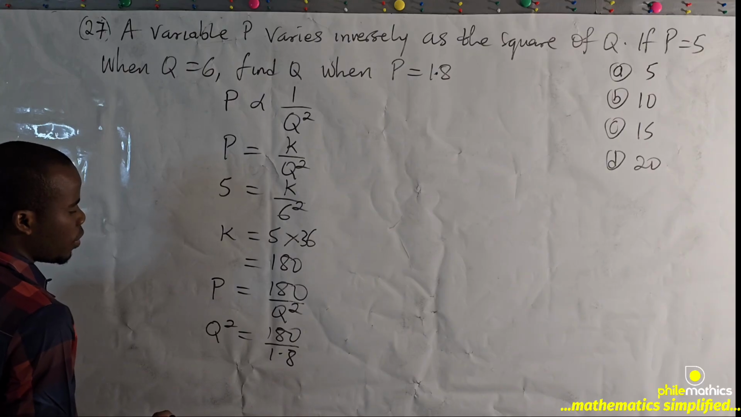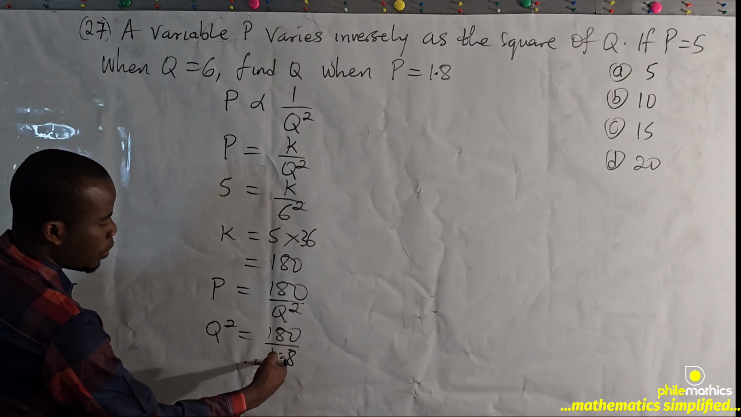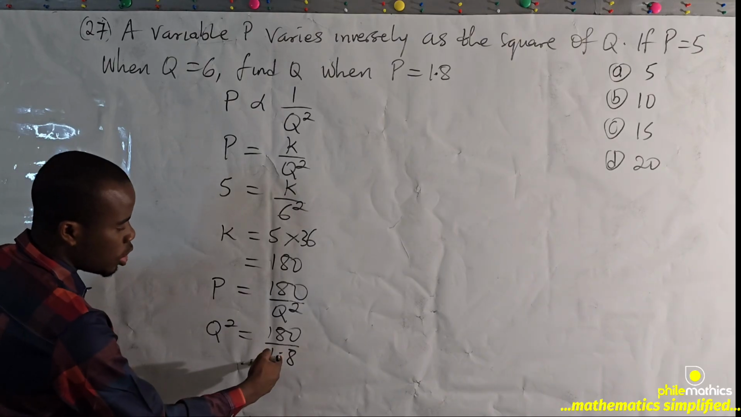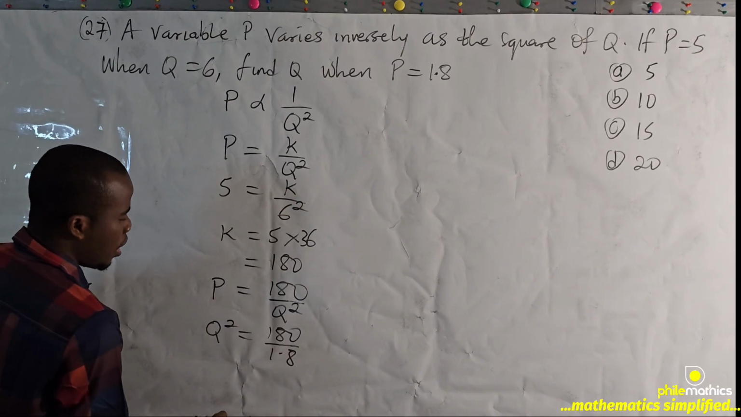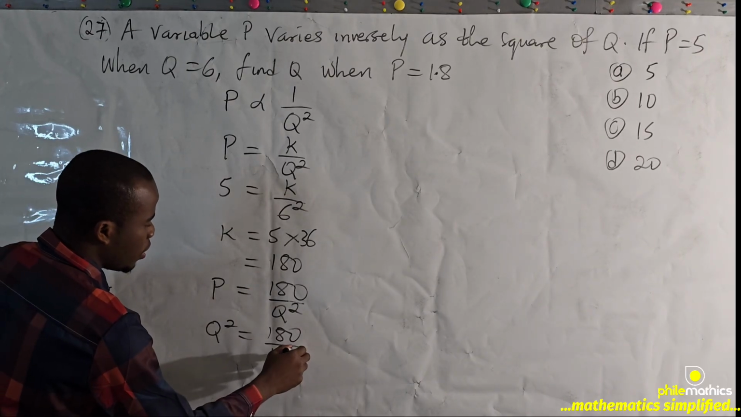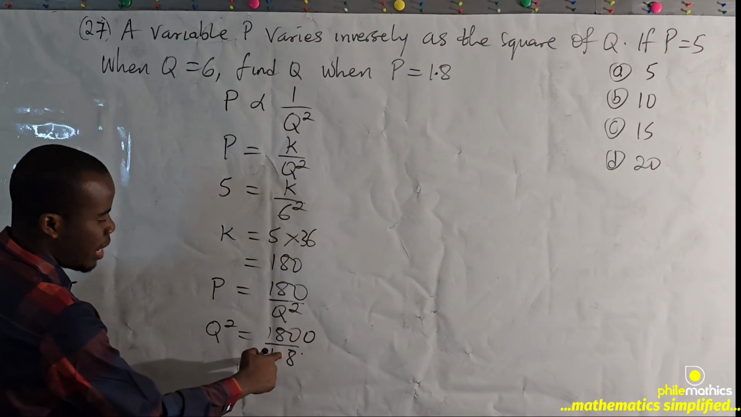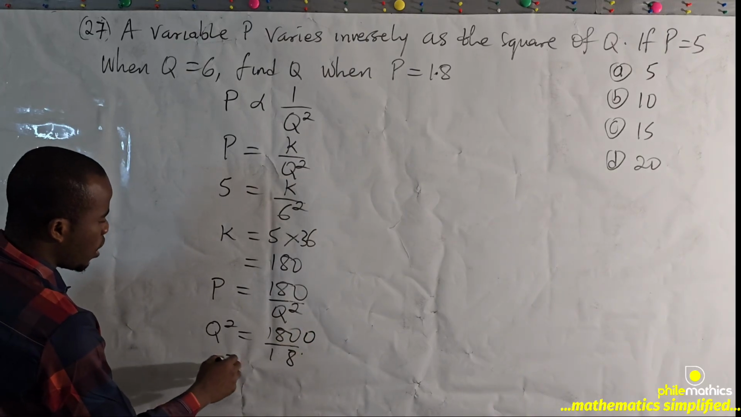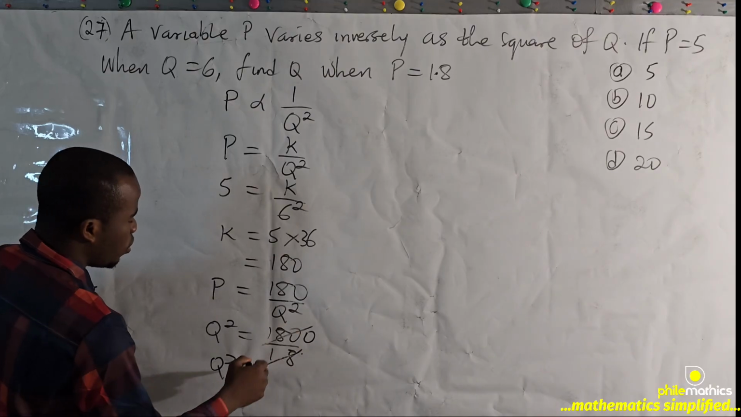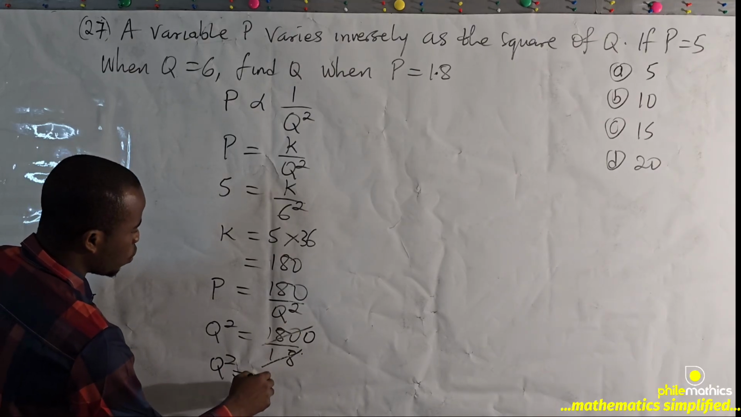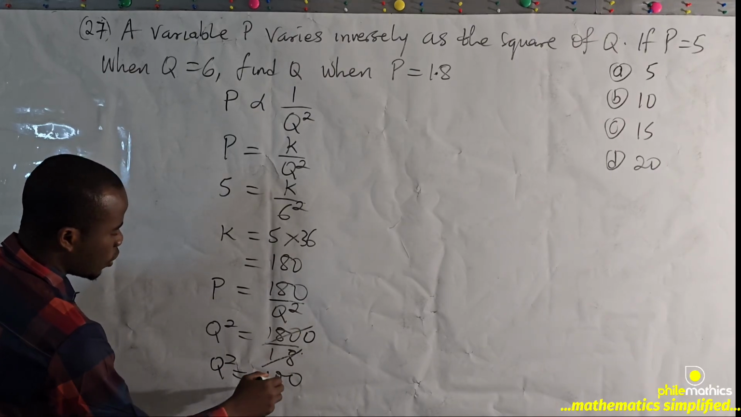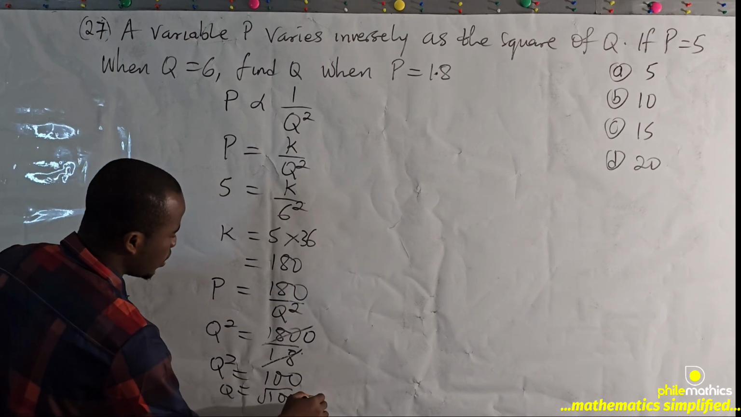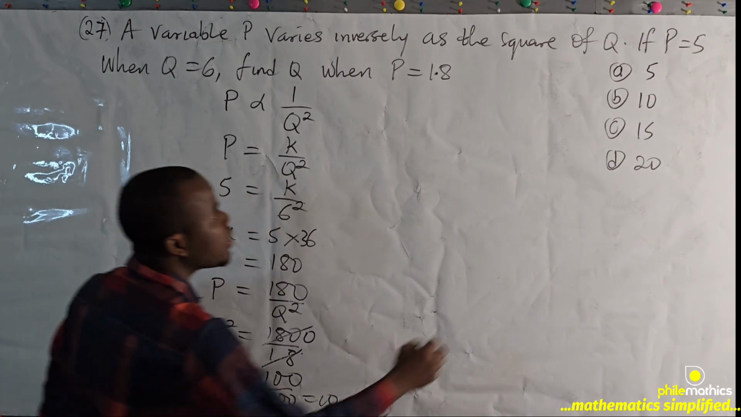And so if I multiply numerator and denominator by 10, this will shift this point. By removing this point, I add 0 here. So Q squared will be 1800 divided by 18, which is 100. Take the square root of both sides. Q is the square root of 100, which is 10. And that's B.